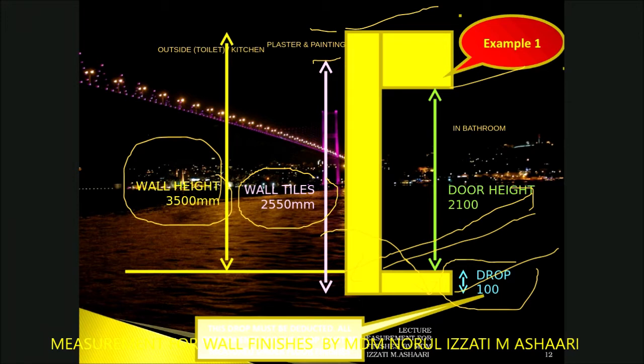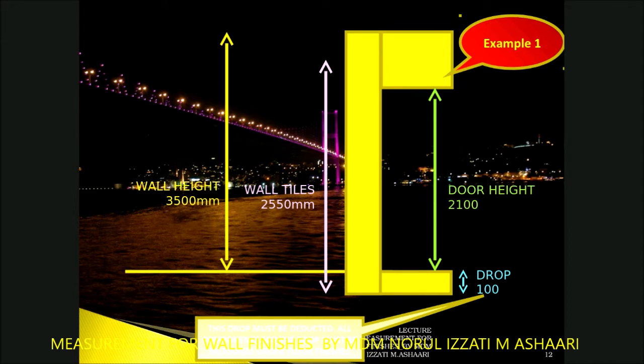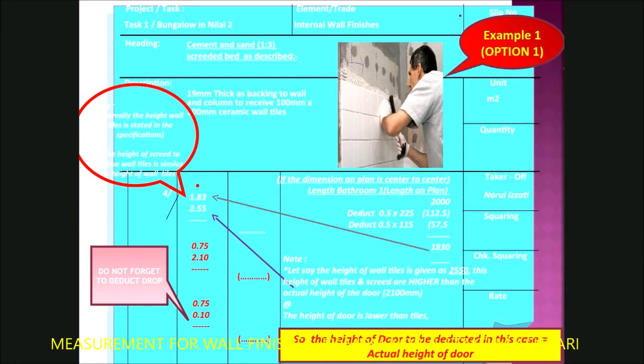But what I would like to highlight is, if you would like to measure the area inside this bathroom, you need to take the area by referring to length on plan times the wall tiles, you have to consider the deduction area of the drop. So this is the example. You already get the dimension. Okay, by referring to length, deduct the width, and so on, the thickness of the wall.